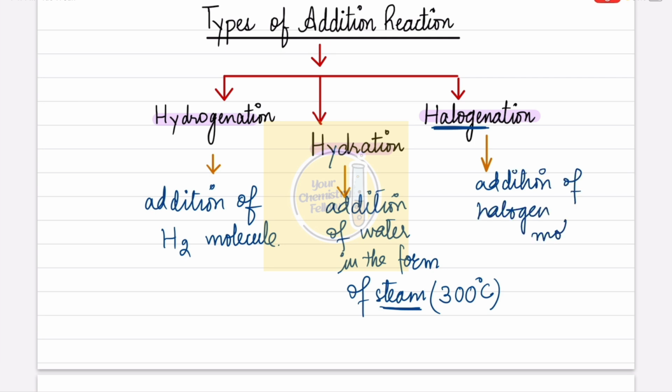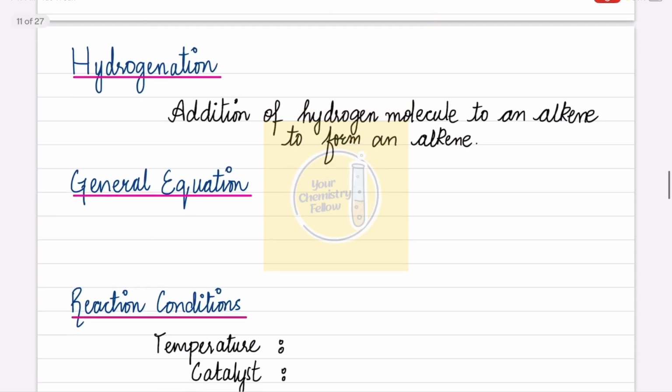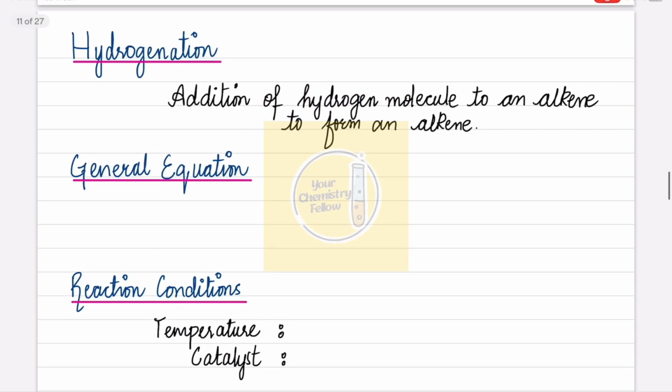Addition of halogen molecule. Now we will discuss all of these reactions in detail. First of all is the hydrogenation. Hydrogenation is the addition of hydrogen molecule to an alkene to form an alkane. This means that when alkene is reacted with hydrogen molecule, as a result, a saturated molecule alkane is formed.